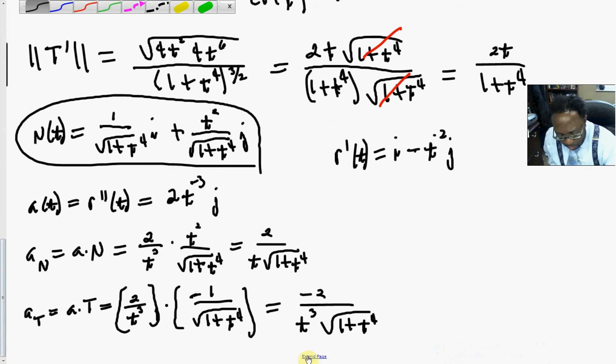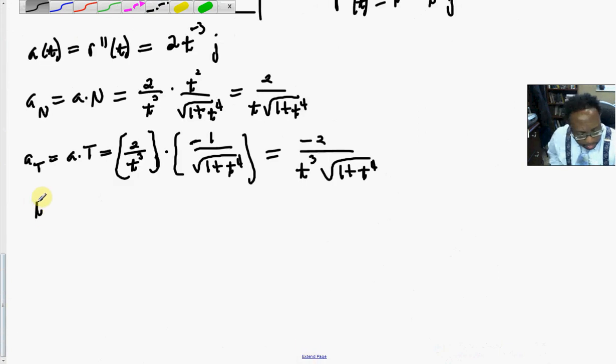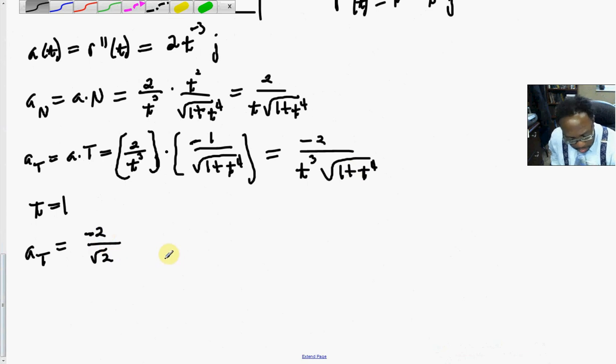So if little t is equal to 1, that means that a sub t is equal to negative 2 over the square root of 2. A sub n would be 2 over the square root of 2.